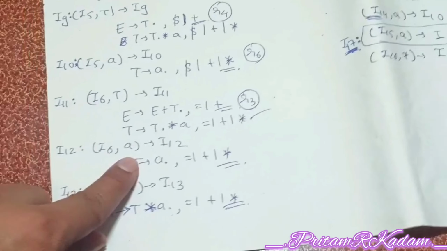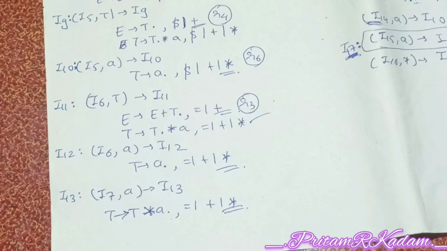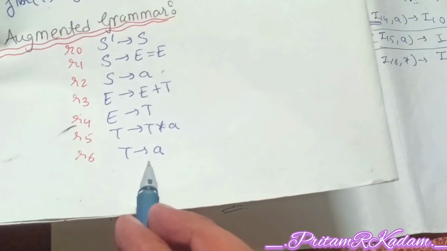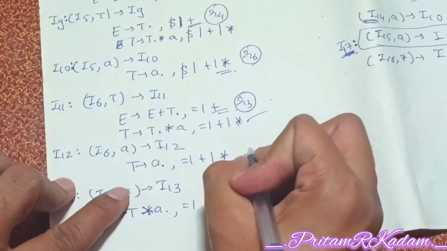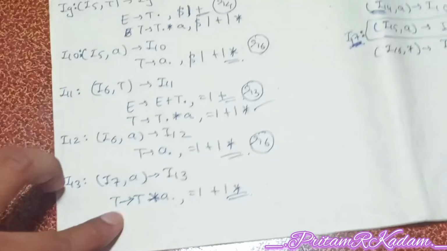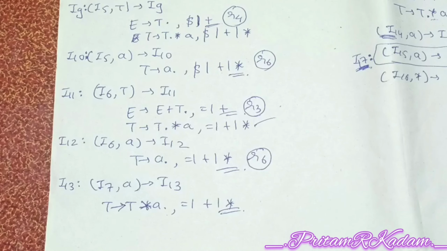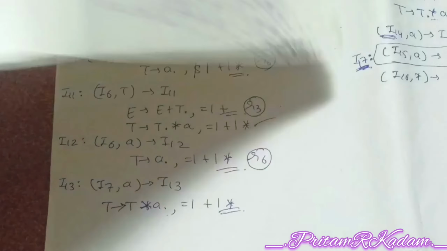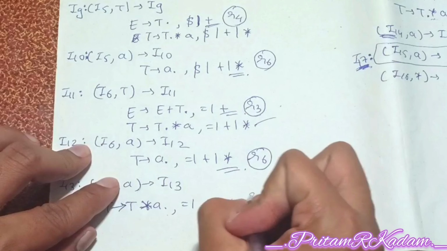Now in the I12, we have T gives A dot, which is R6 again. So R6. In I13, we have one complete state. T gives T star A dot. So this is our fifth reduce entry. So R5.